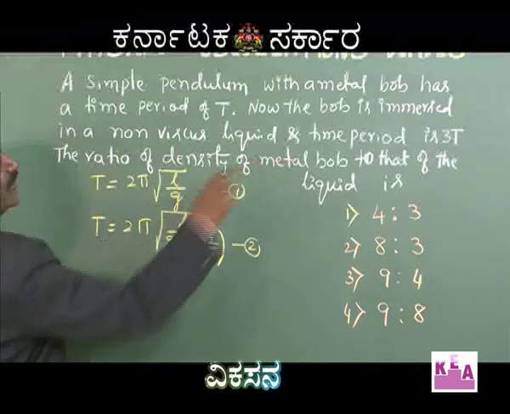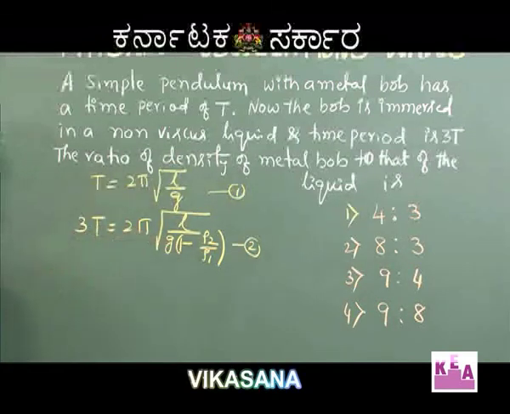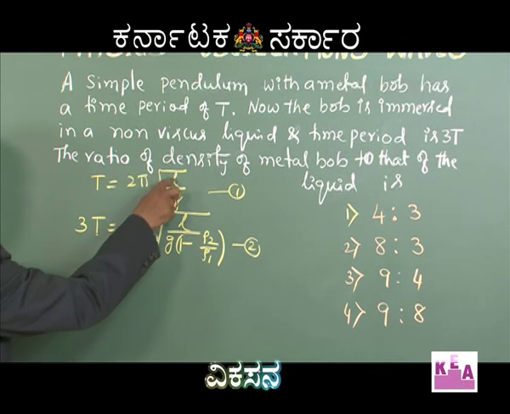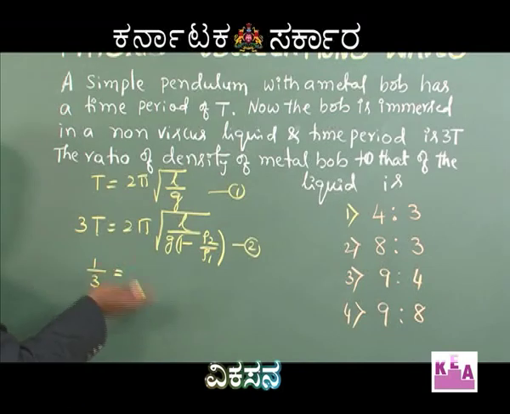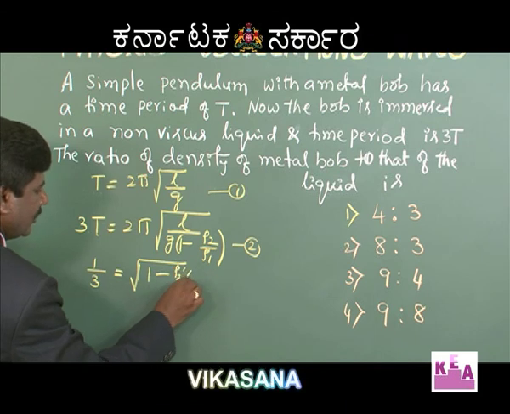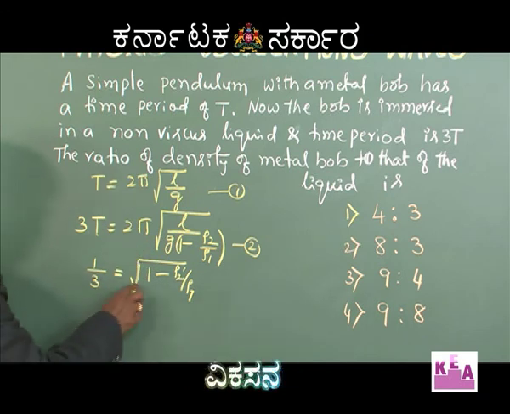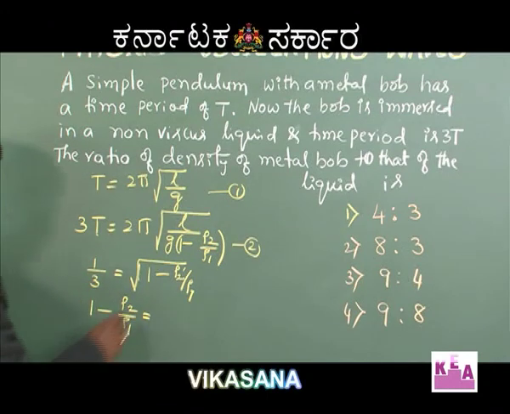For this case, the period of oscillation becomes 3T. Now, divide these two equations. T gets cancelled, it becomes 1 divided by 3. 2 pi cancels, L cancels, G cancels. Finally, in the denominator, root of 1 minus rho 2 divided by rho 1, so that goes to the numerator. It is the square root of 1 minus rho 2 divided by rho 1. Now take the square on both sides. What happens? 1 minus rho 2 divided by rho 1 is equal to the square of 1 by 3. What is the square of 1 by 3? It is 1 divided by 9.